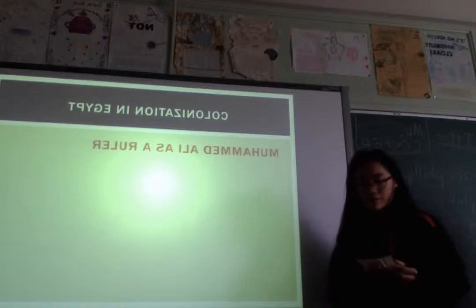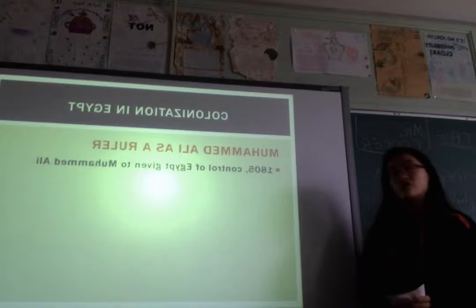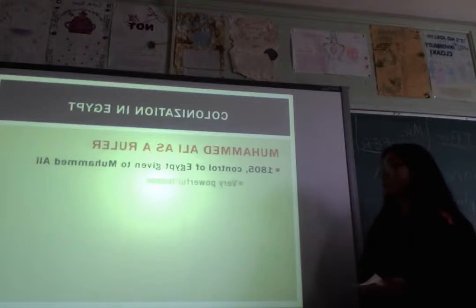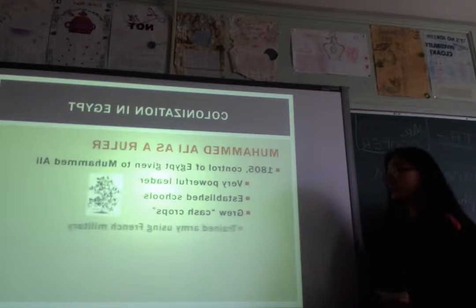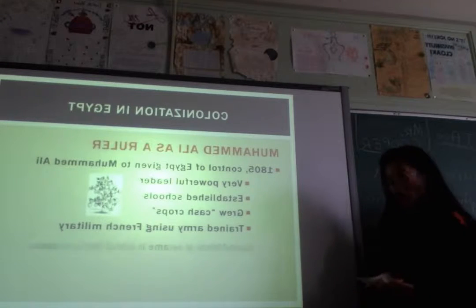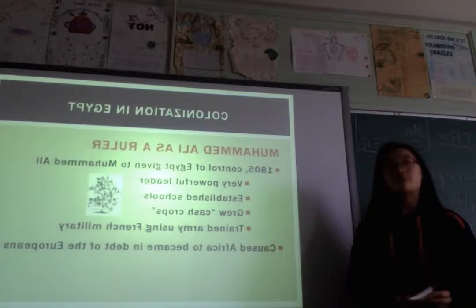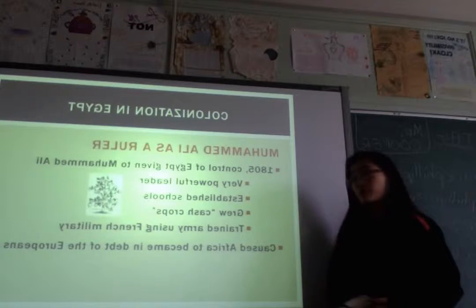So Muhammad Ali is a ruler. So Muhammad Ali was given control of Egypt in 1805. He was a powerful leader and he did many great things, such as establish schools, grow cash crops such as cotton and cacao, and he also trained his army using the French military. All these activities were very expensive for them, so it caused Africa to become in debt of the Europeans.